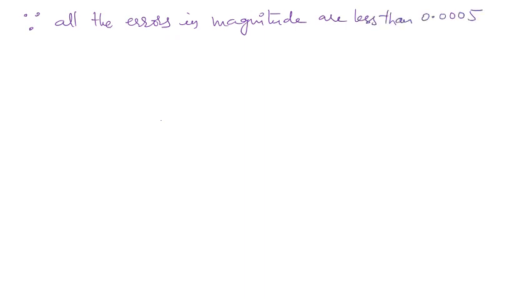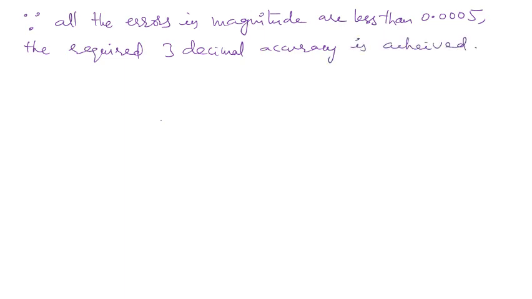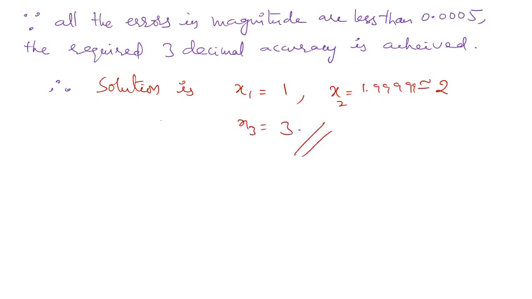That means since all the errors in magnitude, forget about the sign, are less than 0.0005, the required 3 decimal accuracy is achieved. Therefore, what is the solution? The solution is: what is x1 value at the fourth stage? 1. x2 value is what? 1.59, approximately 2, and x3 value is what? 3. That's it. This is one problem, right?